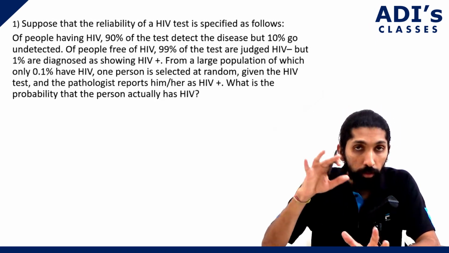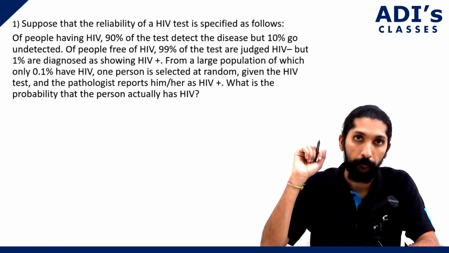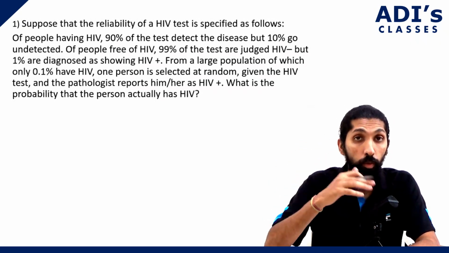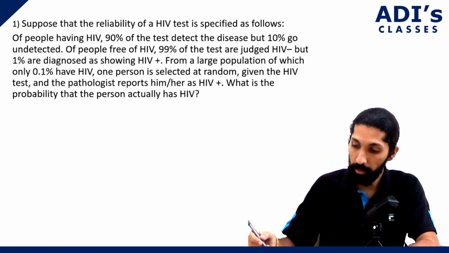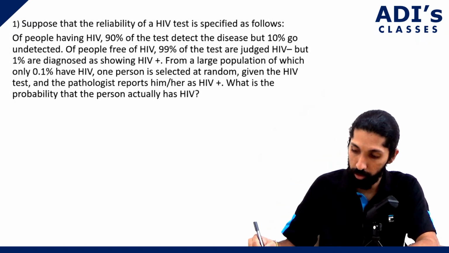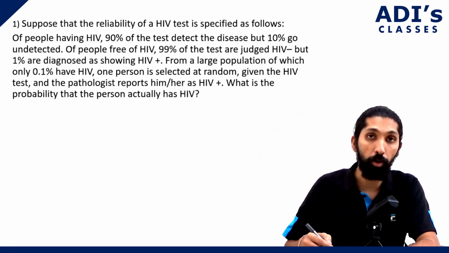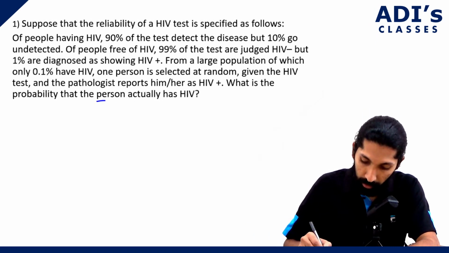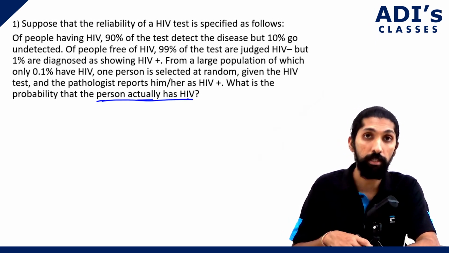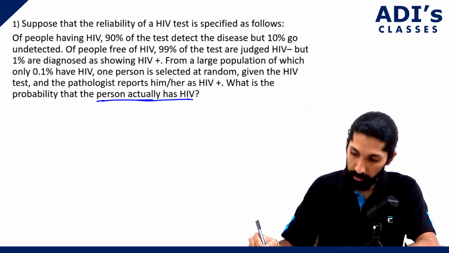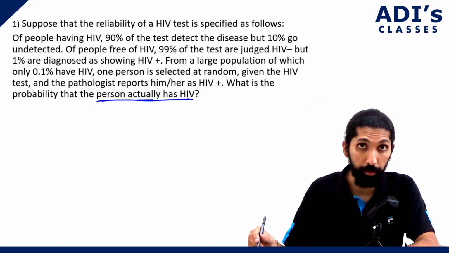Okay, there is a lot of information in the question. Let's try to break it down as to what is what and what we need to find out. Okay, see here, we'll start with the question. What is the probability that the person actually has HIV? Isn't it? The person should have HIV. So let's look at what are the things which are given to you.